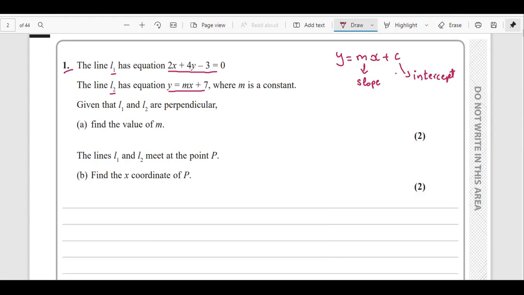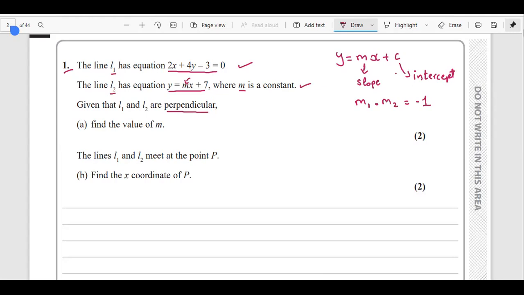Okay. Given that L1 and L2 are perpendicular, okay. Now, do you know the relationship for perpendicular lines? Let's say L1 and L2 are perpendicular. I think the gradients of the two lines multiplied to give negative, yes, -1, right? Okay, right. So let's read the question now. So this is L1, this is L2, and M is a constant, that is the slope of L2. Given that L1 and L2 are perpendicular, find the value of M. So we need to find the value of M.